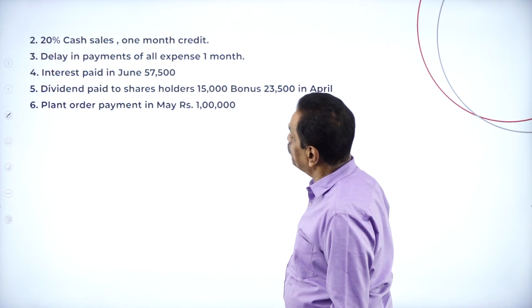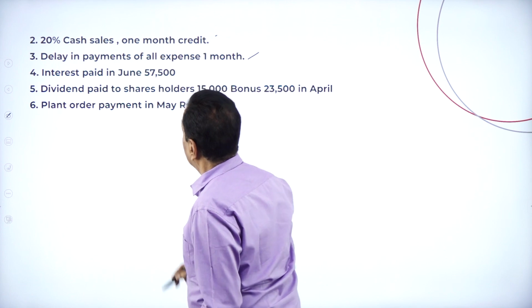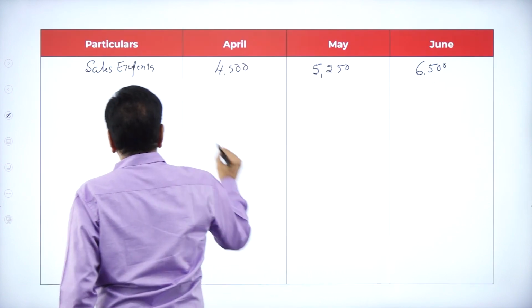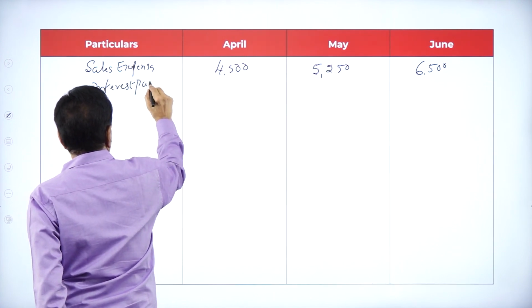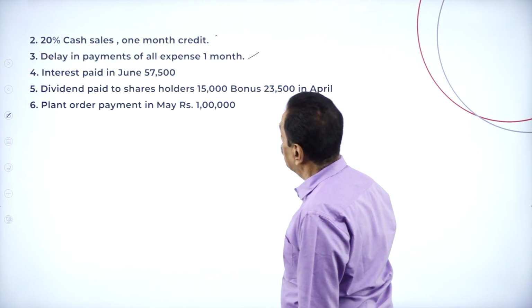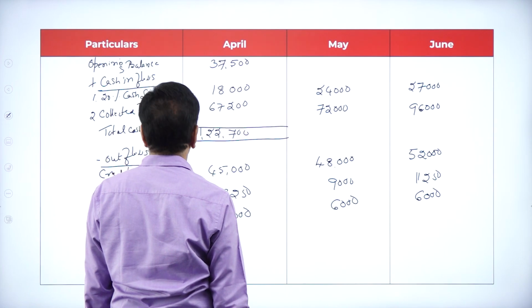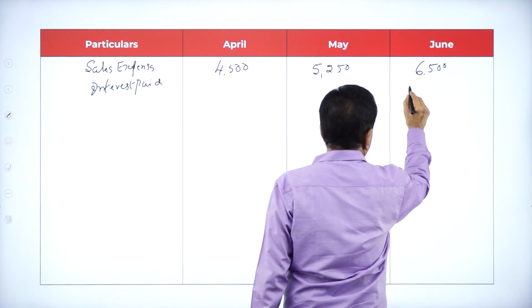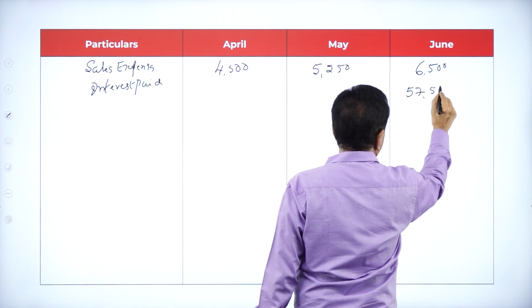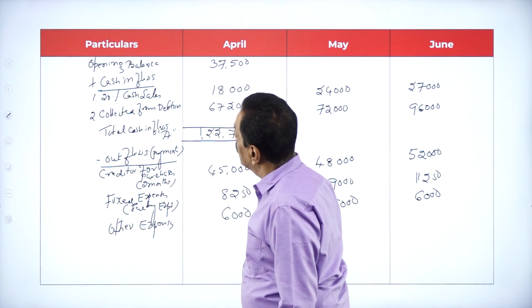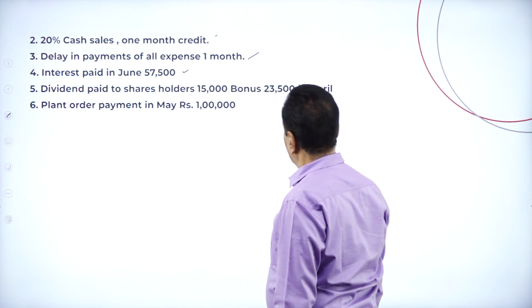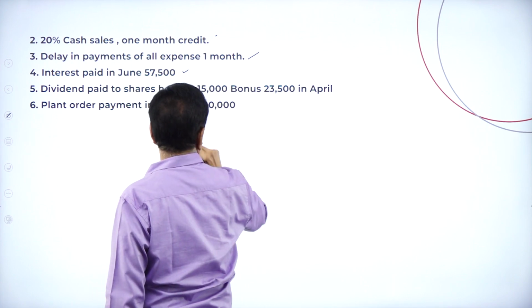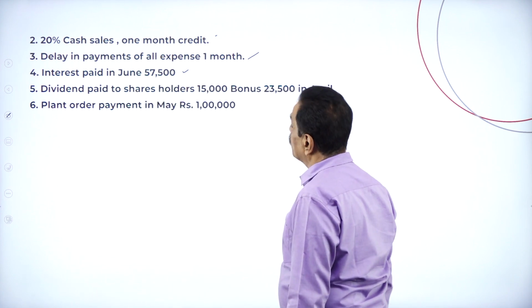Then what is next one? This over, this over. Interest paid in the month of June. How much interest paid? 57,500. This is in the month of June. Okay. Then this over. Dividend paid to shareholder 15,000. Bonus 23,500 in the month of April.